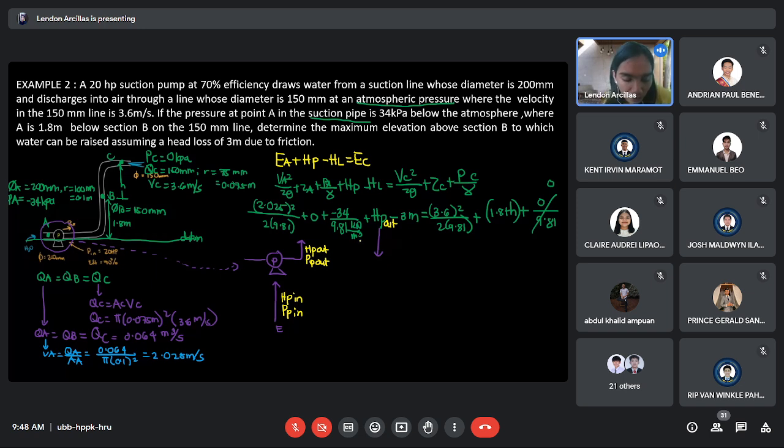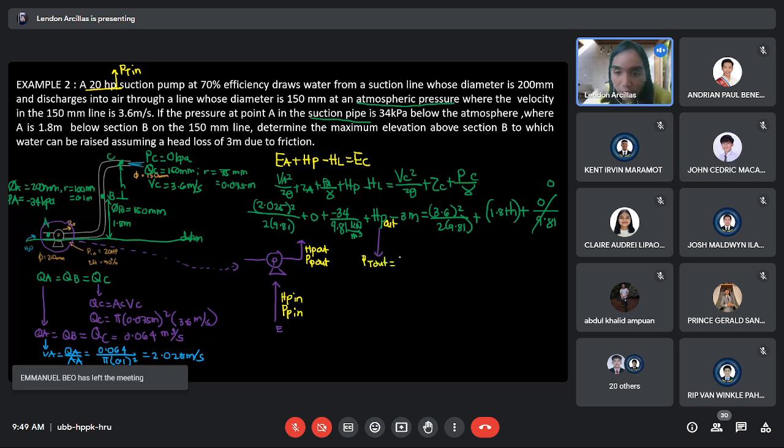Meaning, the given is the PP in. Next, we need to find the PP out. PP out is equal to Q times the specific weight times the HP out. To find it, we have Q and we have the specific weight. So, HP out is equal to PP out over Q times the specific weight.